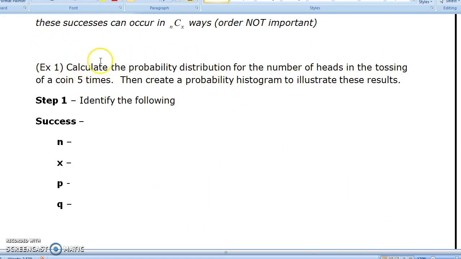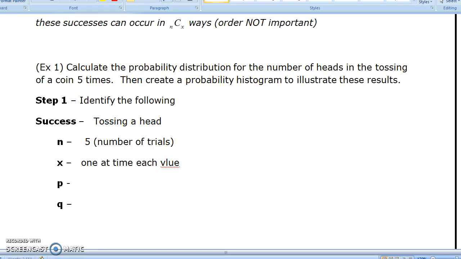So again, here we are, probability distribution, number of heads, tossing a coin 5 times. Create the probability histogram to illustrate the results. Okay, so success is defined as tossing a head. N represents 5, which is the number of trials. It says that in the question. X represents, we will have to go through one at a time, each value, or 0, 1, 2, 3, 4, 5. X is equal to the number of successes.